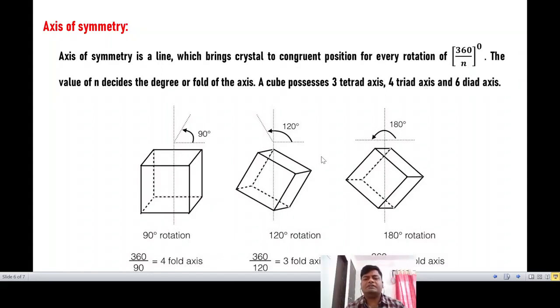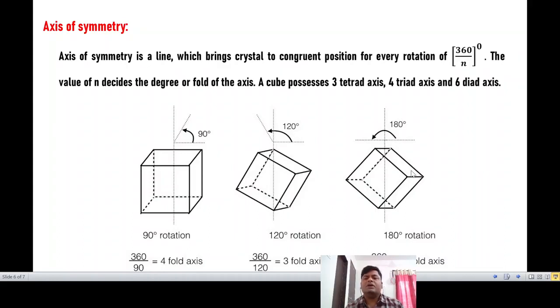For triad axes, these axes generally pass through the opposite corners, and there are 8 corners in total, so 4 axes can be drawn. These 4 axes will be the triad axes, because along each axis we can rotate the crystal 3 times so that it comes to its congruent position. Such 4 triad axes can be drawn in the cubic crystal system.